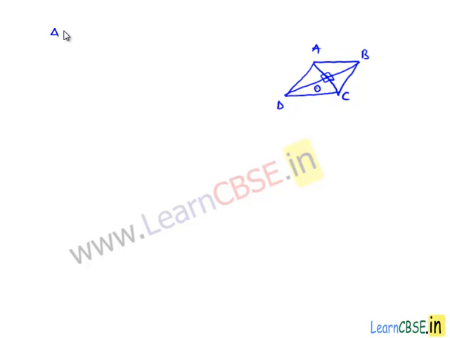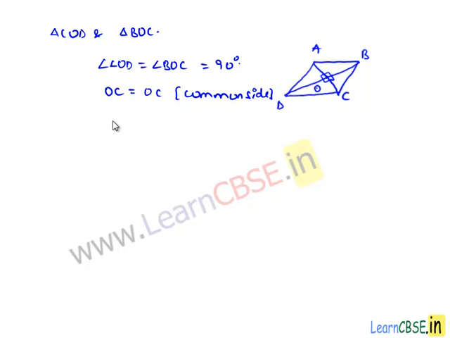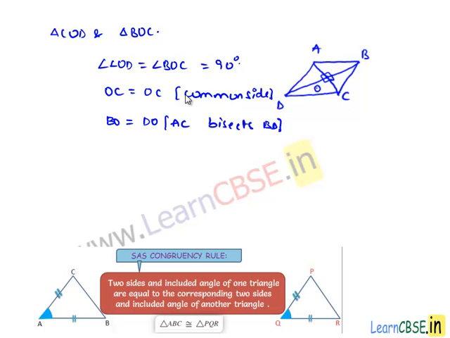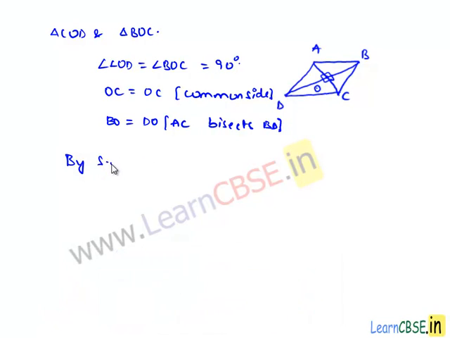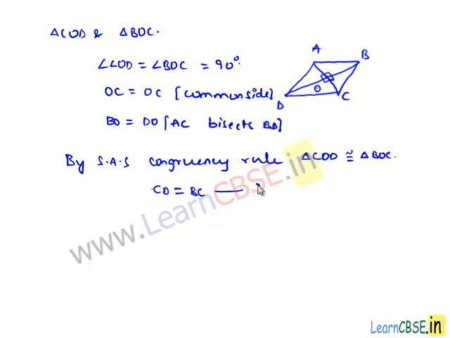Now let us consider triangle COD and triangle BOC. In this, angle COD is equal to angle BOC is equal to 90 degrees, and OC is equal to OC since it is a common side for both the triangles, and BO will be equal to DO as AC bisects BD perpendicularly. So here, as in two triangles the corresponding angle and two corresponding sides are equal, we can say by SAS congruence rule, triangle COD is congruent to triangle BOC. Now when two triangles are congruent, their corresponding sides and angles will be equal. So here the corresponding sides CD can be equated to BC. Let us name it as equation number 3.